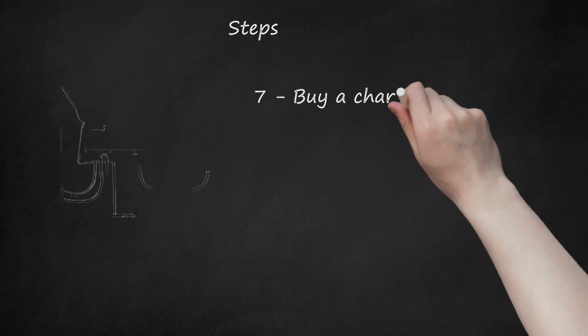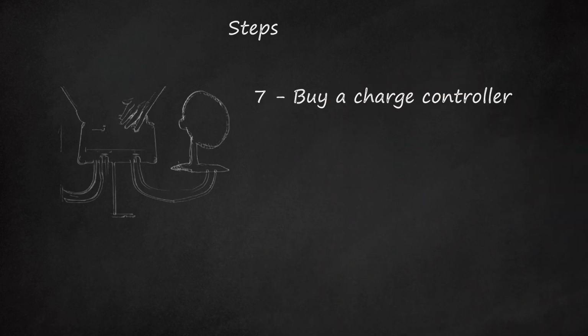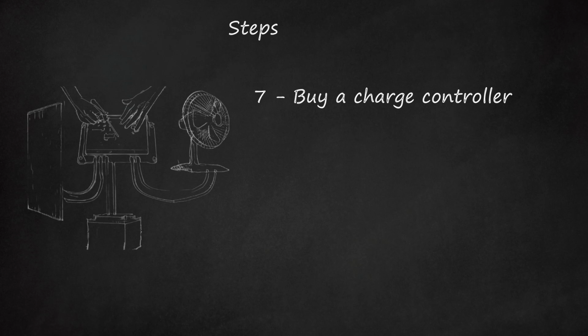7. Buy a charge controller. Charge controllers can cost as little as $10 or over $100. The most important thing is to actually use a charge controller. If you hook up solar panels directly to some batteries, the batteries will charge for a while, but they could quickly be ruined. Whichever charge controller you get needs to support the amount of current your solar panels produce.